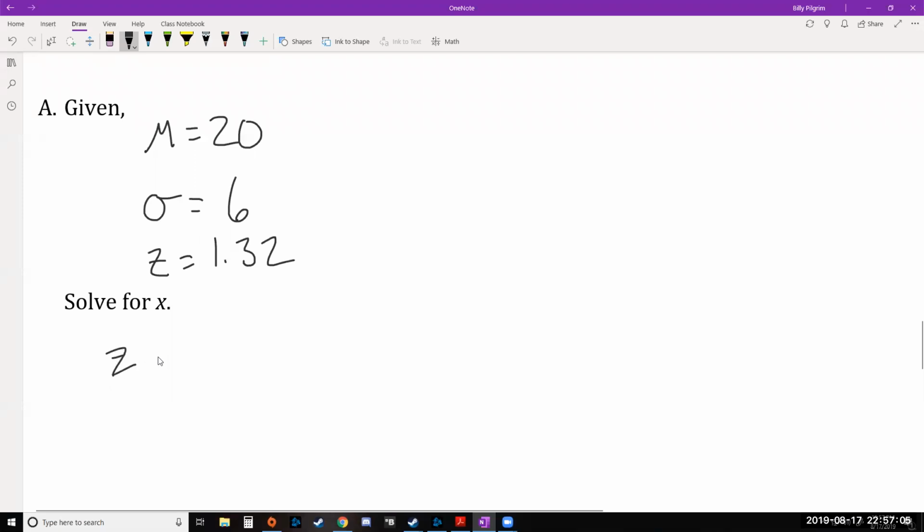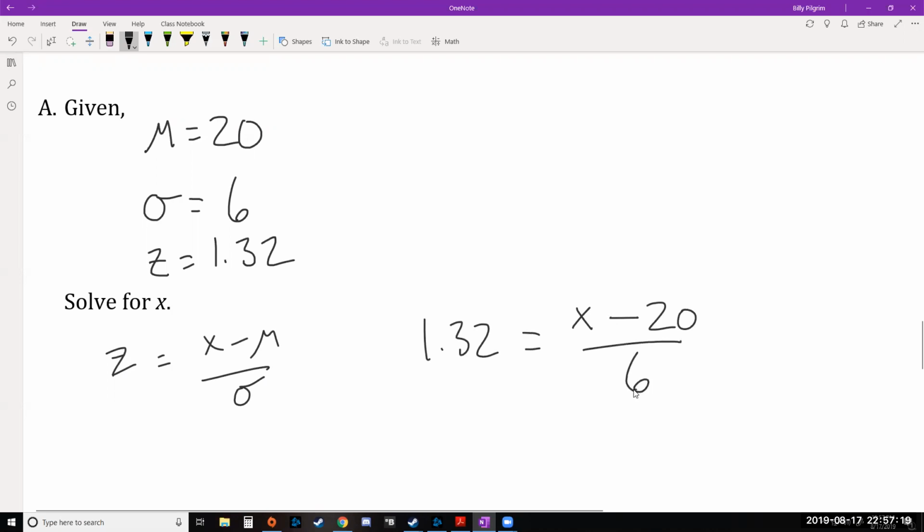So let me rewrite the equation one more time. Okay, that's our equation. Now our z-score is 1.32, so we're plugging that in for z. We're solving for x, so let's leave that alone, minus the mean, which was 20, and the standard deviation, which was 6. So we're just taking this equation, plugging in the mean, standard deviation, and the z-score that they gave us. And now we want to solve this equation for x.